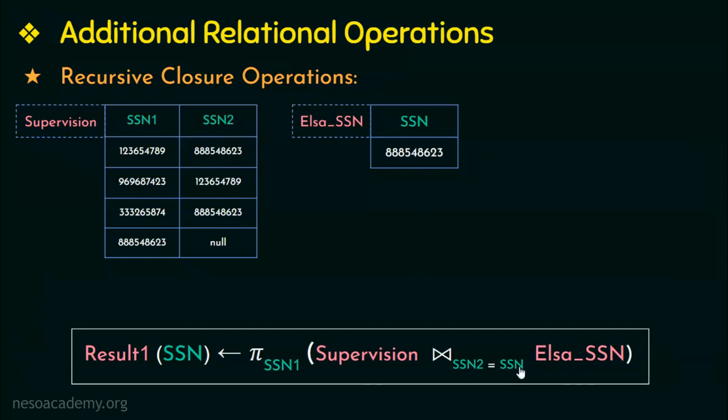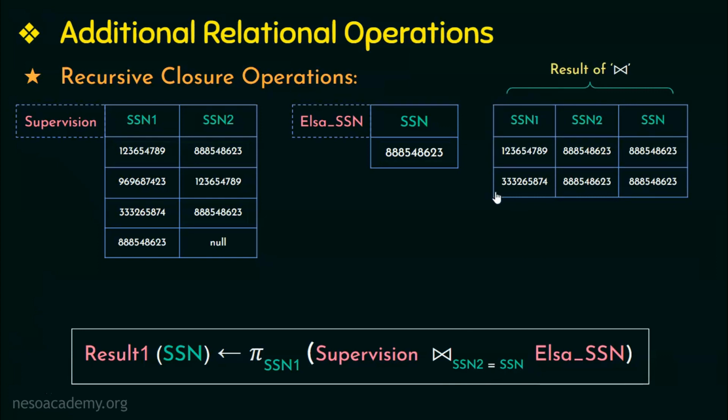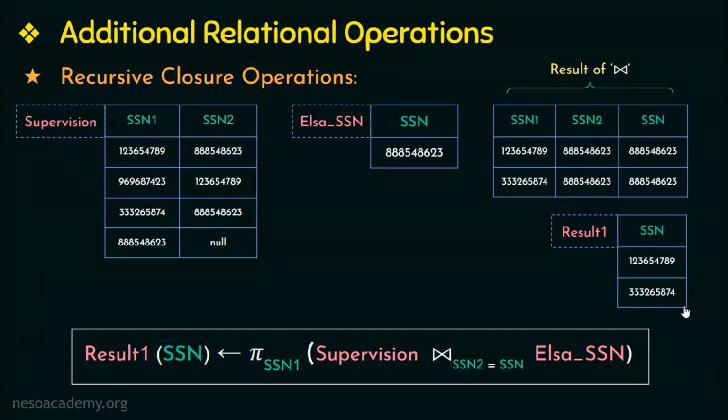First, let us see the result of this join operation. We have already seen how join operation works. So when we join these two relations, the supervision relation and Elsa SSN, we see that there are only two tuples that satisfy the given join condition. So the combination of these tuples will be displayed in the result of the join operation. Now from the result of the join operation, we project or display the SSN1, which is the SSN of the employee, and store its result in the relation result1 with its attribute name mentioned explicitly. So these are the SSN of all the employees directly supervised by Elsa David.